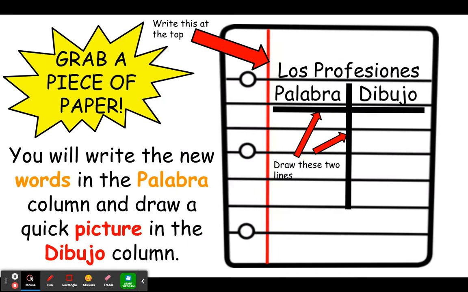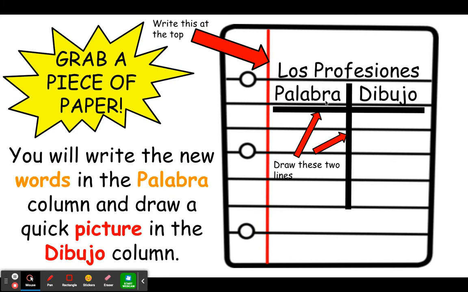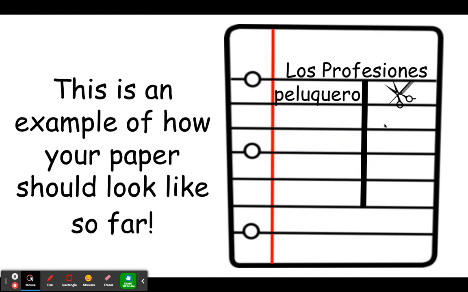So as you need to throughout the video, you're welcome to pause it, to write the word, and draw your picture. All right, so this is an example of how your paper will look like after you put the first one. So I believe the first one we're looking at is peluquero, which is a hairdresser or a barber. And so I wrote my word on this side, and on the other side I drew a picture. I still should have the palabra and dibujo at the top, but I will write my word first and then draw my picture on the side.